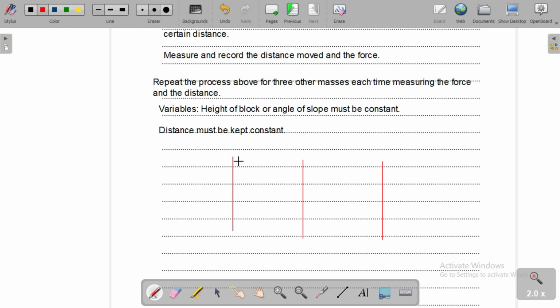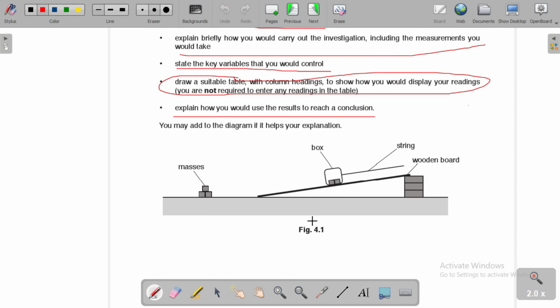The distance is constant anyway. So from the table you have masses. Let me put my mass in kg. The unit of mass is kg. And then I also have my force. These are variables. My force in Newton. Remember, our distance is constant. So we've drawn the table. Let's look at the next thing.